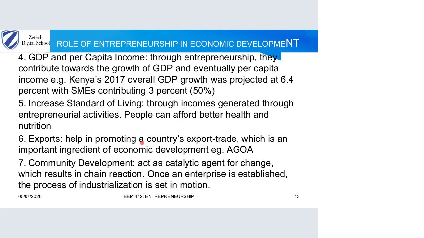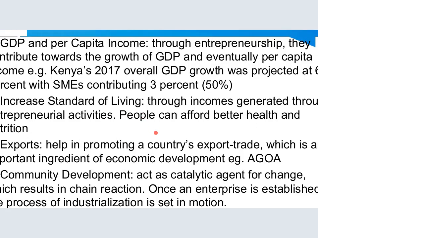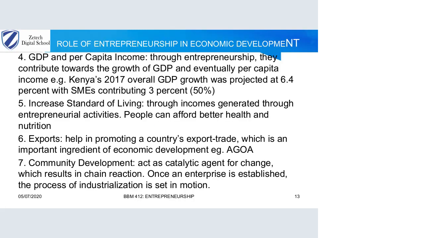You've heard about the gross domestic product. When you look at the gross domestic product, it looks at what a country has been able to generate. You find that some countries are more developed than others. When you talk of the G7, for example, the highly developed countries, it is because of the GDP. GDP means gross domestic product, where all goods and services produced in a country are put together in dollar or shilling form. You can see that other countries have higher than others. So in this case, entrepreneurs come in.